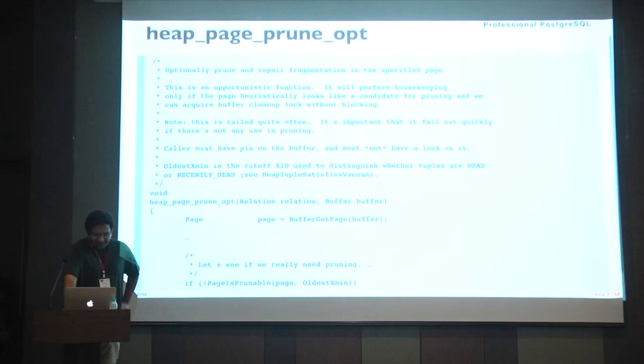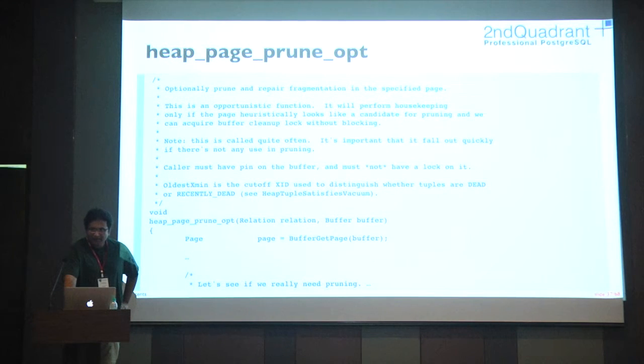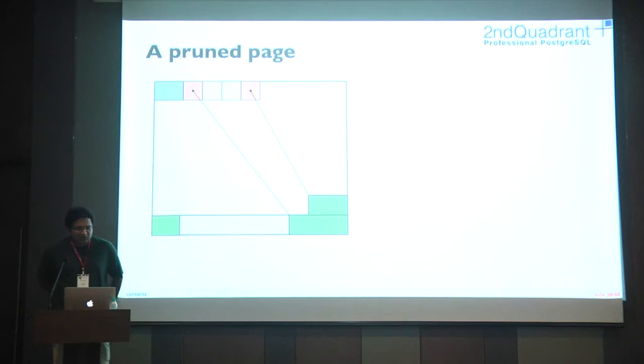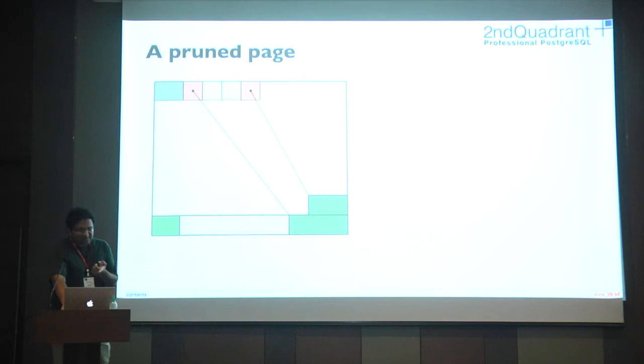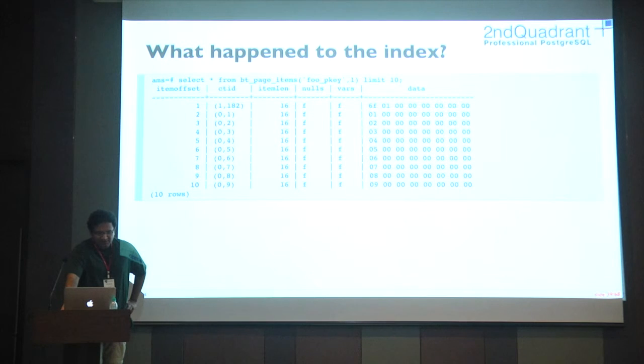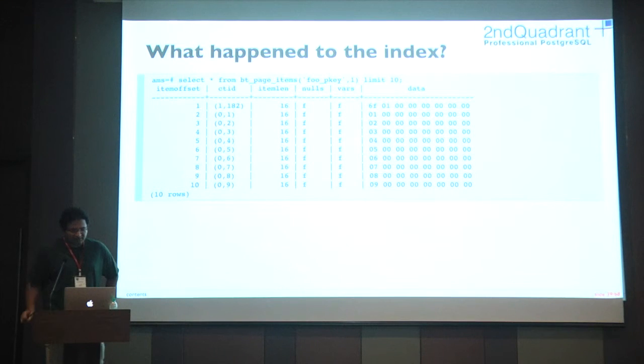Yeah. So I'll go a bit faster. This is what we want to happen after a page is pruned opportunistically, right? So we have two line pointers pointing to two live tuples, but the space in between has gone gray and is in principle available for the storage of new tuples. And when we do that and then look at the index, this pruning is happening opportunistically, and it doesn't change the index at all. You can see that the index still refers to the CTIDs that were there to begin with.